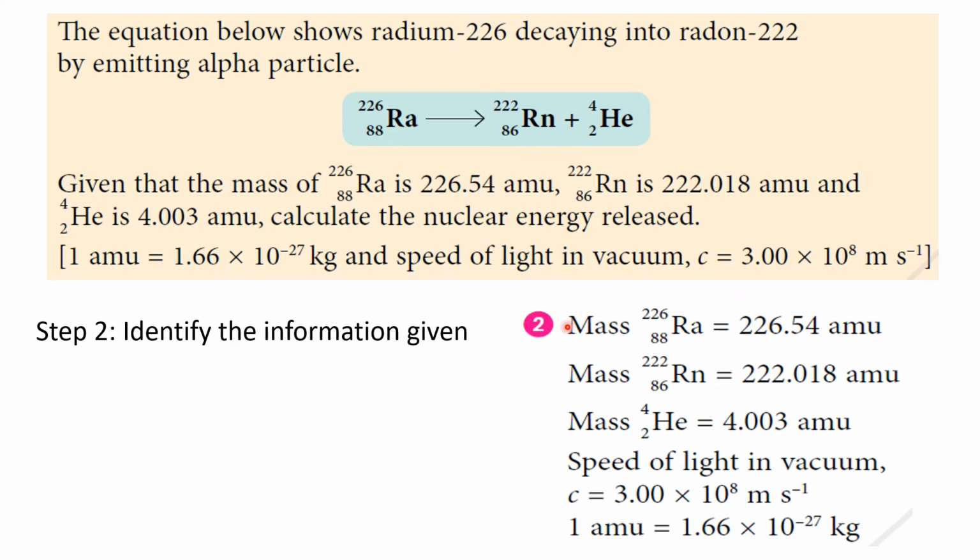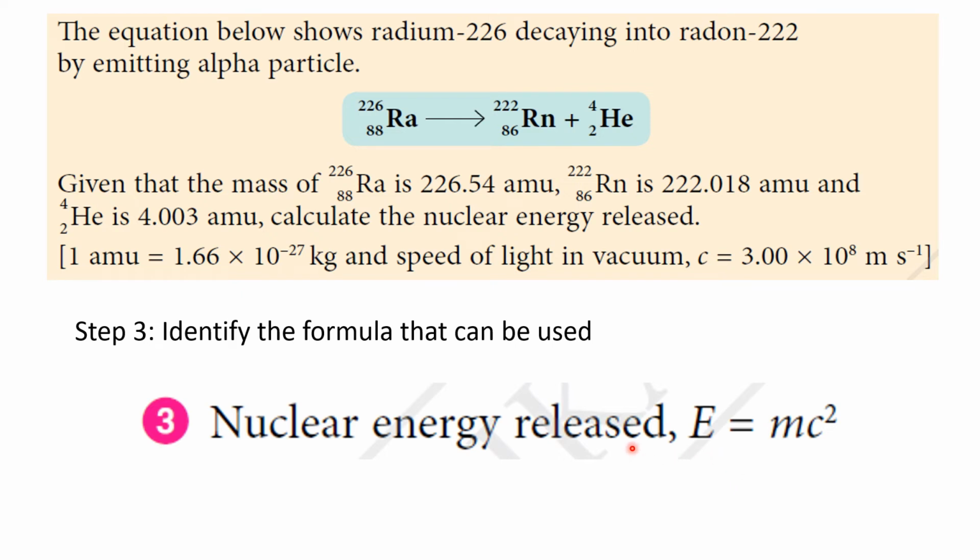First and foremost, you know the mass of this atom is this one, and the mass of this atom is this one, the mass of the alpha particle is this one, and the speed of light in vacuum is this. And 1 AMU is equal to 1.66 times 10 power negative 27 kilogram. So you need to jot down all pieces of information given by the question first, before you can go to step 3. Identify the formula which can be used in this question.